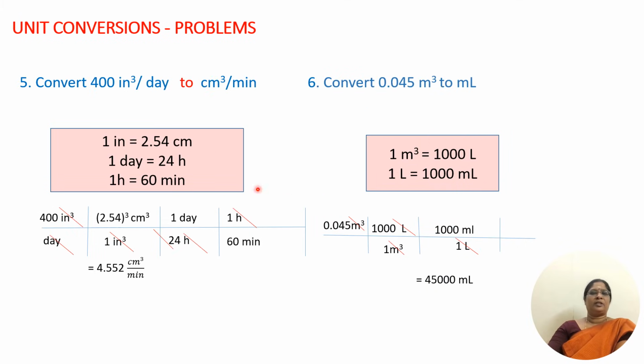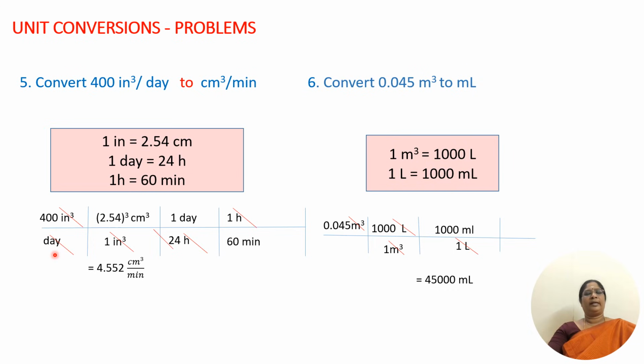So the next problem is convert 400 inch cube per day to centimeter cube per minute. Write down the unit conversions between inch cube and centimeter. 1 inch is equal to 2.54 centimeter, and 1 day is equal to 24 hours, and 1 hour is equal to 60 minutes. First, let us do the unit conversion for inch cube. We know 1 inch is equal to 2.54 centimeter. Since it's cube, write as 1 inch cube is equal to 2.54 cube centimeter cube.